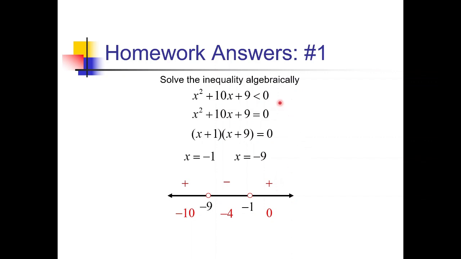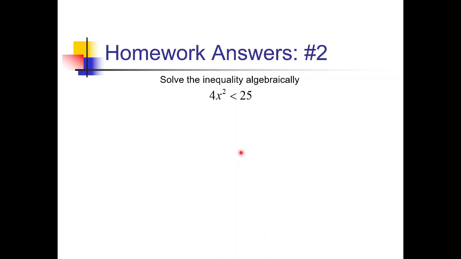Now looking at our inequality, it was less than 0 that we were looking for. So we're going to shade the stuff that's in this negative area. And then writing the inequality that goes with that, we have -9 < x < -1.